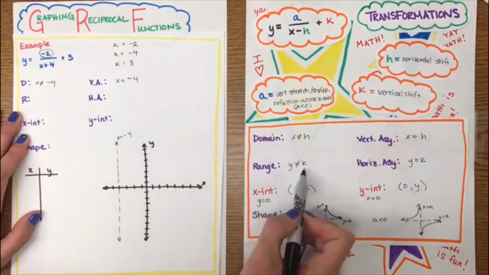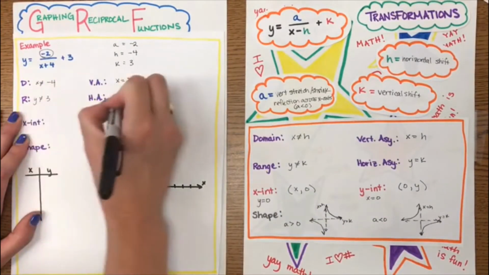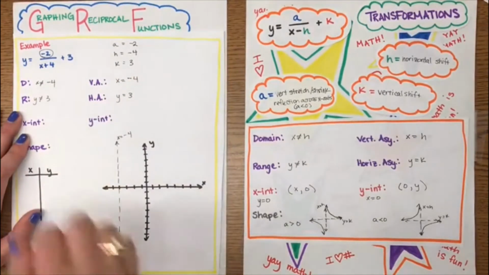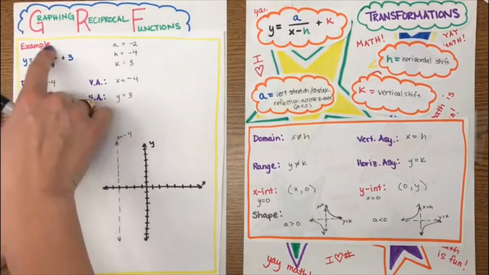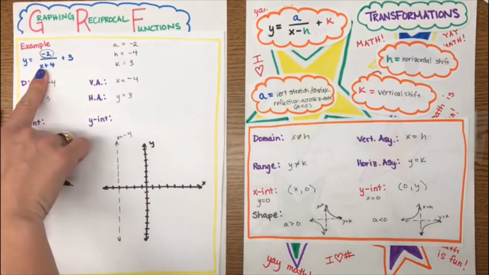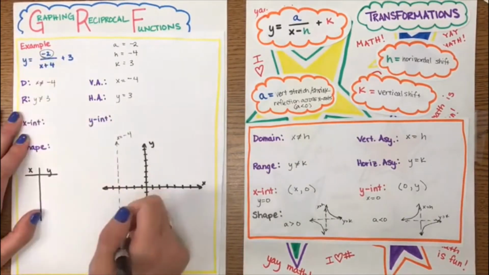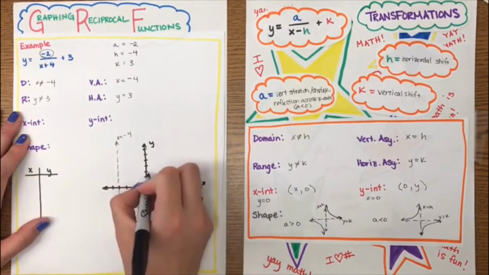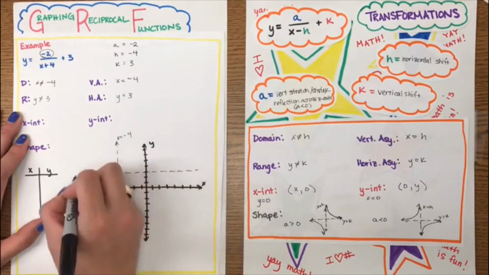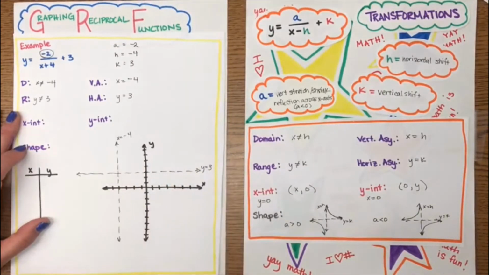My range is y cannot be equal to k. So that's y cannot be equal to 3, and that becomes my horizontal asymptote, y equals 3. And that makes sense because this value here can't be 0. -2 divided by any number can't be 0. So if this can't be 0, y can't be 3. So here is my horizontal asymptote, y equals 3.